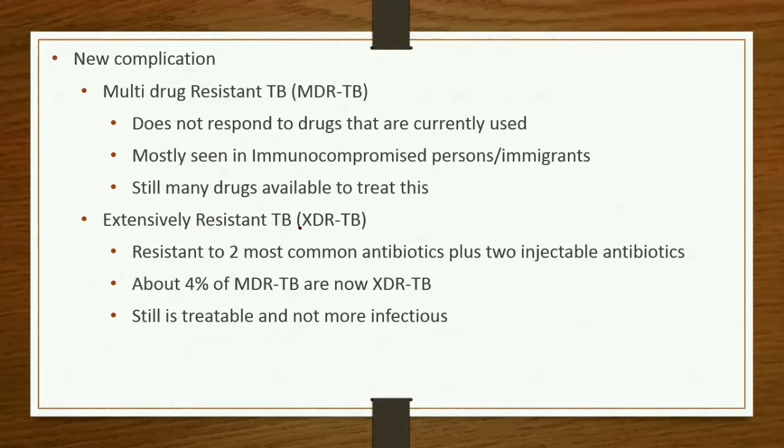Then extensively resistant TB, that is XDR-TB. XDR-TB is resistant to the two most common antibiotics plus two injectable antibiotics. Two antibiotics are used and injectable antibiotics are also used. This is extensively resistant TB. About 4% of MDR TB, multiple drug resistant TB, turns into XDR TB.